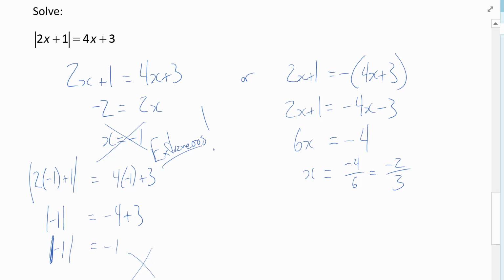Just like we saw with radical functions. Testing it with negative 2/3 will actually work out. This solution is not extraneous, but the other one is. But I'll leave the check on the second one for you to verify on your own. You can do it with your calculators.